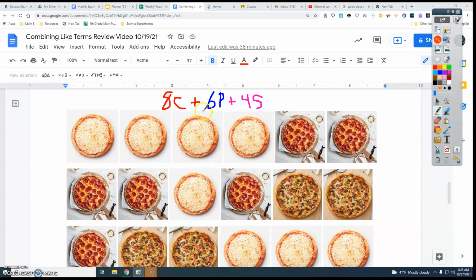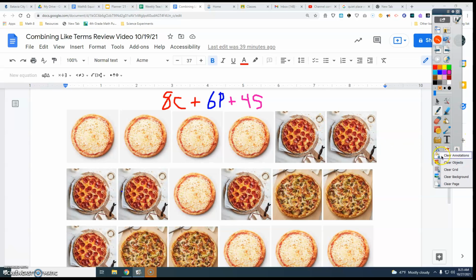Now, like we talked about in the last one, these are together but they're separated by an operation. So how many terms are here? 1, 2, 3. How many variables do you have? Well, you have 3. There's C for cheese, P for pepperoni, and S for supreme. So we have 3 terms. What are our coefficients? Our coefficients are the numbers in front of the variables. Those are 8, 6, and 4. So 3 terms here. This is an expression, and we are done. We cannot combine these anymore because there's 3 different groups. So keep that in mind.